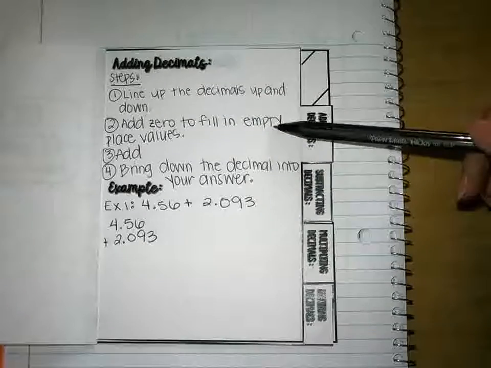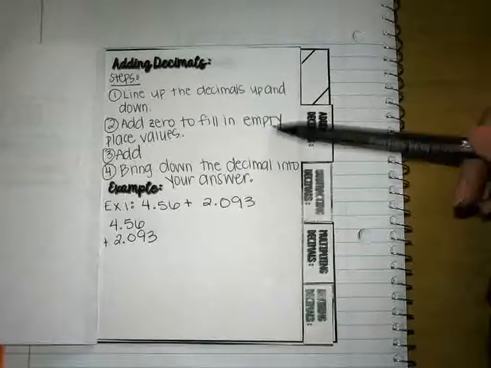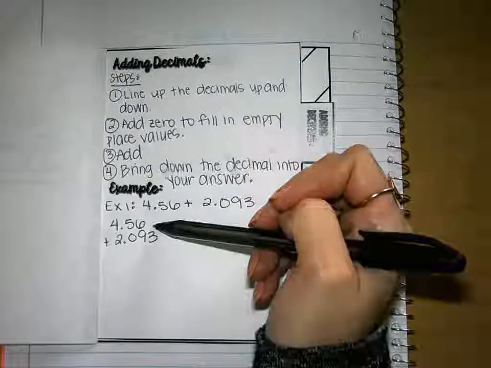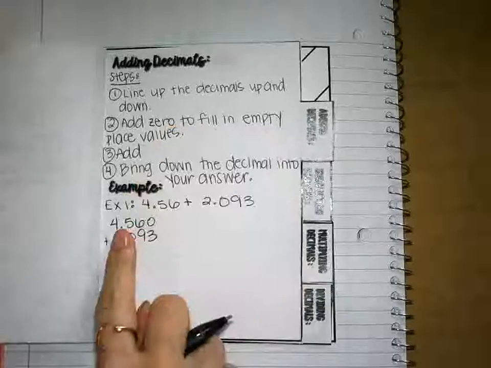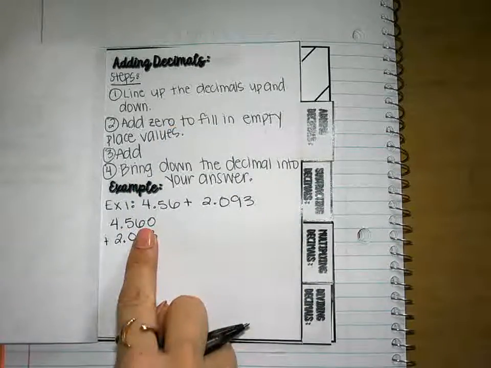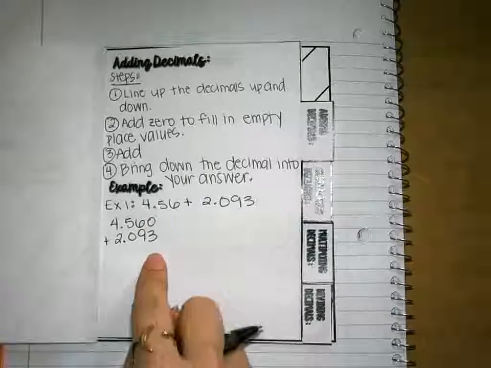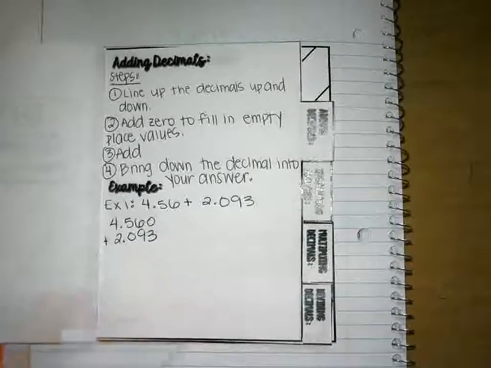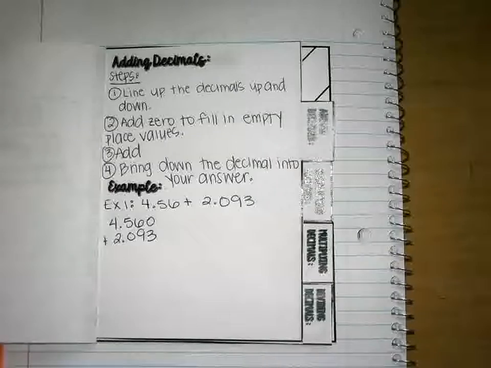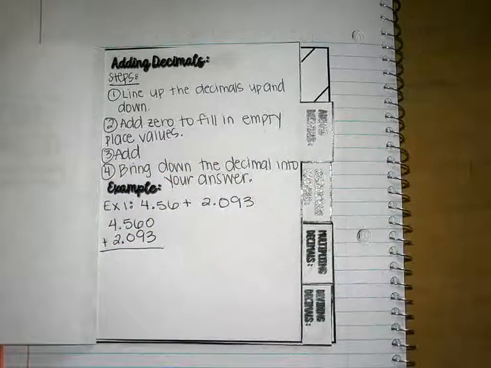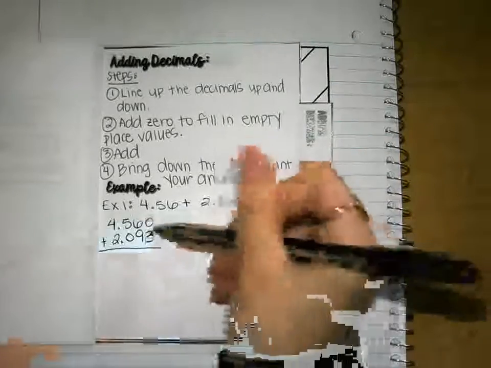What does step 2 say? So after the 6, I need to add a what? 0. Because I need 3 numbers behind my decimal on top, 3 numbers behind my decimal on bottom. I have to have the same number of numbers. If I don't have the same number of numbers, it's possible I could mess something up. Step 3 is to do what? Add. Good. So let's add.